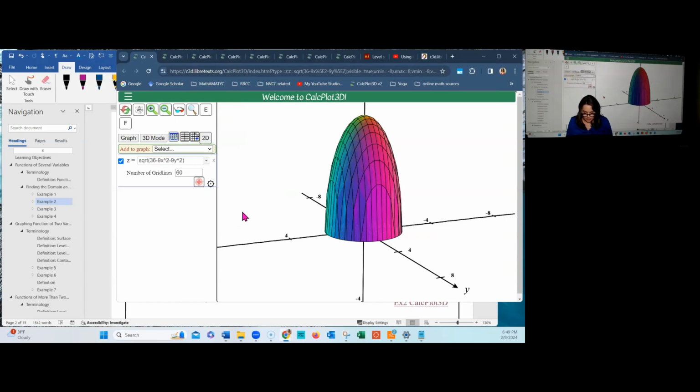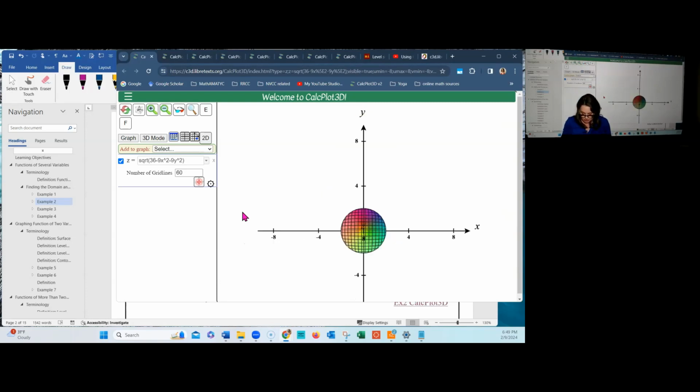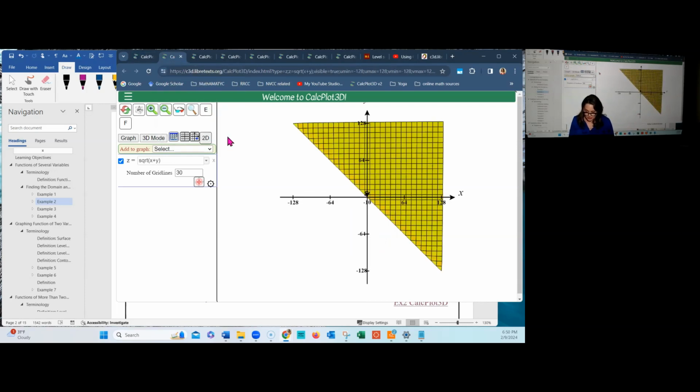By the way, if you click on this one and you take the Z out of the picture by doing Alt-Z, you can see the domain. This is the domain of our first example, the circle of radius 2 and all the points inside of it. Let's look at our next one.